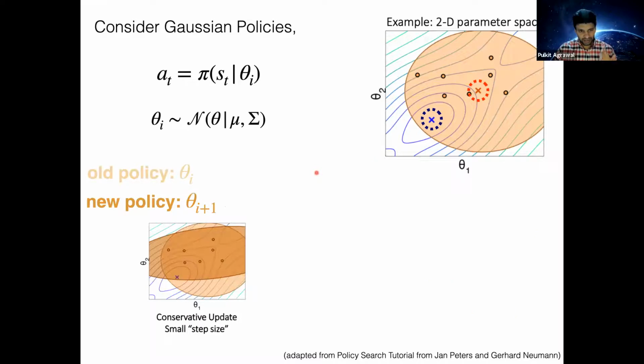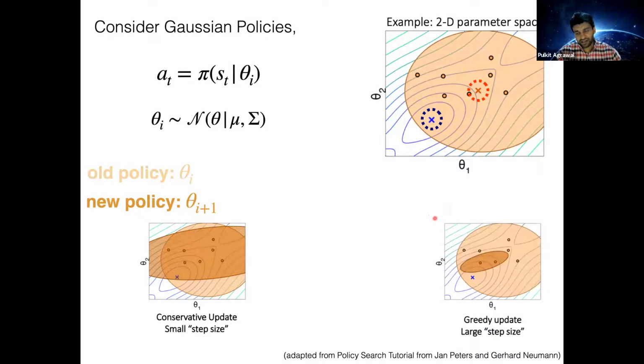Now let's look at what might happen depending on the choice of the step size, the learning rate. In this plot on the bottom left, I'm showing in two colors the old policy and the new policy. The old policy is in light orange and the new policy is in dark orange. This is what would happen if my step size is small, versus if I have a large step size, there can be significant changes in what the policy is converging to.